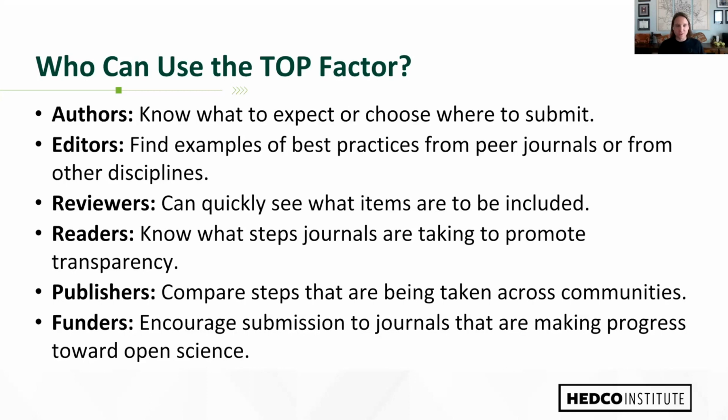Publishers, I think, are starting to use this to compare steps that are being taken across communities, as well as by competitor publishers. And so you're starting to see some of these things taken up by some of the big publishers, as well as some nonprofit publishers that are helping research societies. And then funders can use this if they want to encourage submission to journals that are making progress toward open science. They can say, please go to this website, look for journals that have these kinds of requirements. Those are things that we really are valuing now, and we're actually putting money behind.